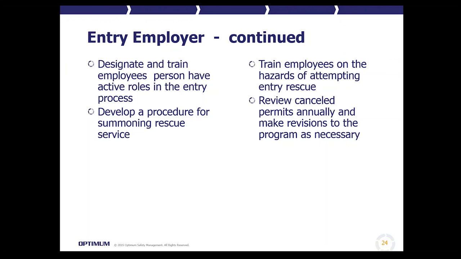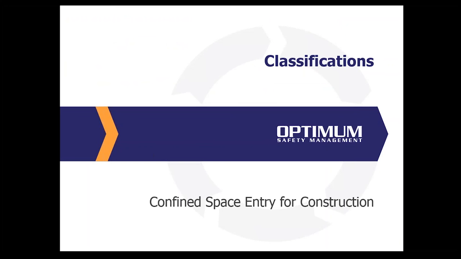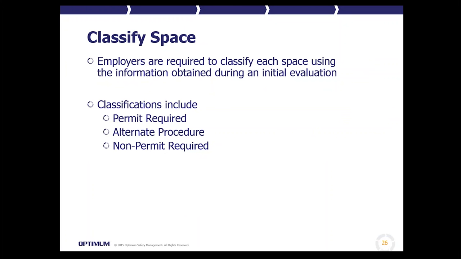All right, so let's get into the classification of a confined space. Number one, employers are required to classify each space. So they have to be able to determine what kind of confined space it is that they're working with. And again, we talked about it a little bit earlier. There's three different classifications: permit required, alternate procedure, and non-permit required. So those are our three classifications.